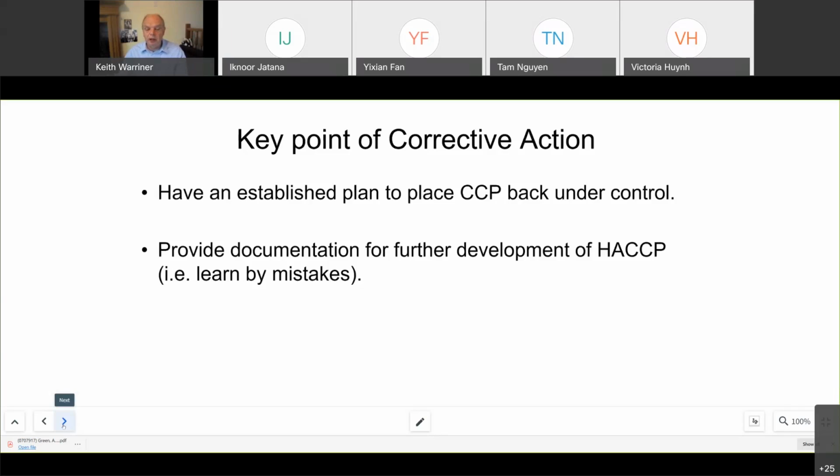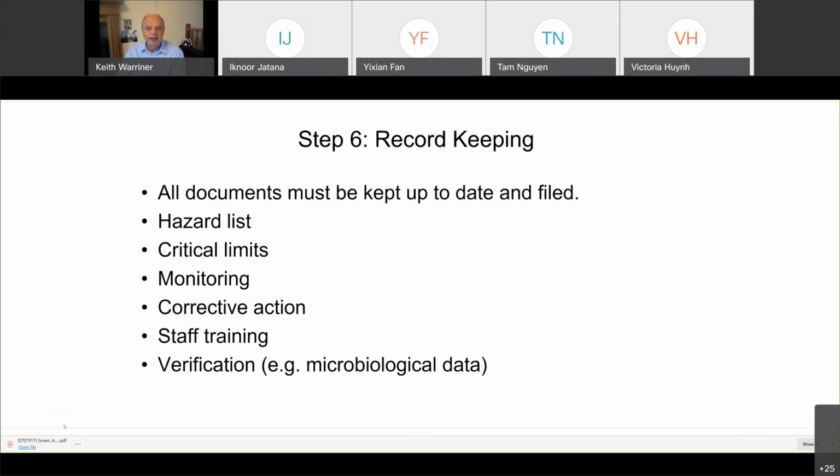Because the fundamental part of HACCP is a preventive approach, trying to identify the hazards and making sure they don't happen again. Record keeping is a very big thing in HACCP. Everything has to be documented. If it's not documented, it didn't happen.